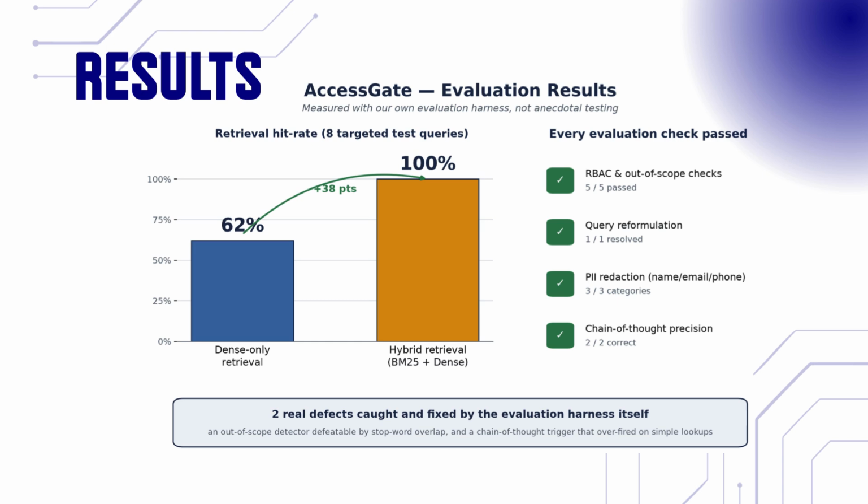AccessGate shows that AI can be both helpful and secure by giving users access only to the information they are allowed to see. Thank you for watching.